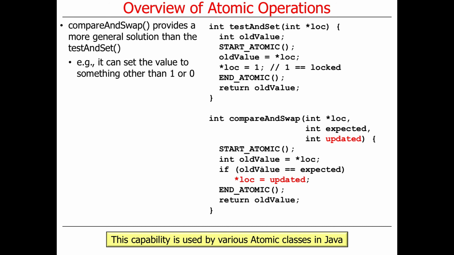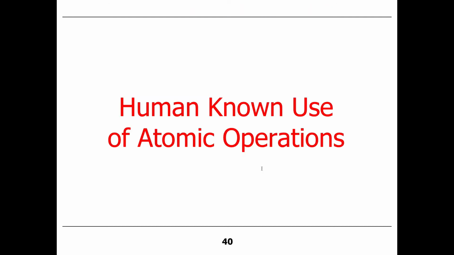The reason this is useful, as we'll see in a second, is that the various atomic classes in Java use this compare and swap capability to do atomic counts that increment and decrement a value by some amount. Test and set wouldn't allow you to do that. It wouldn't implement that at the hardware level. So the key thing to remember is that compare and swap is a more general solution.